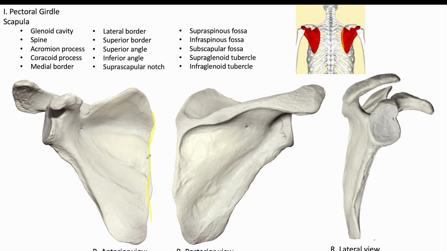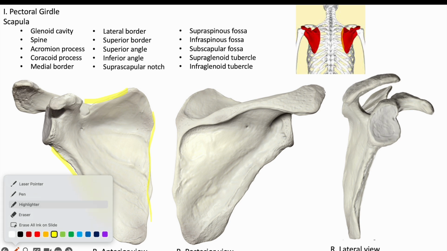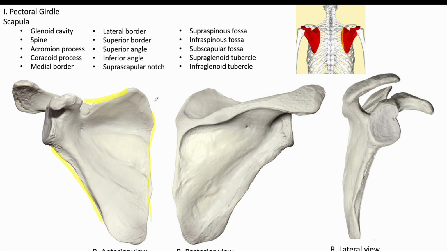Okay, so if this is the medial border, then this would be the lateral border. The lateral border is going to be facing the external, the side part of our body. So we have the medial and the lateral border. And then up here, we have the superior border, and the superior border would be right here on the posterior view. Okay, and then the lateral border would be right here on the posterior view, and this would be the medial border.